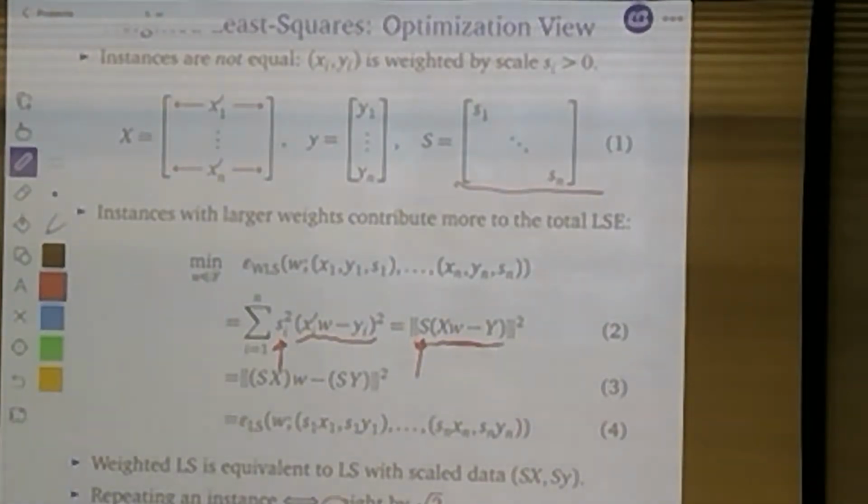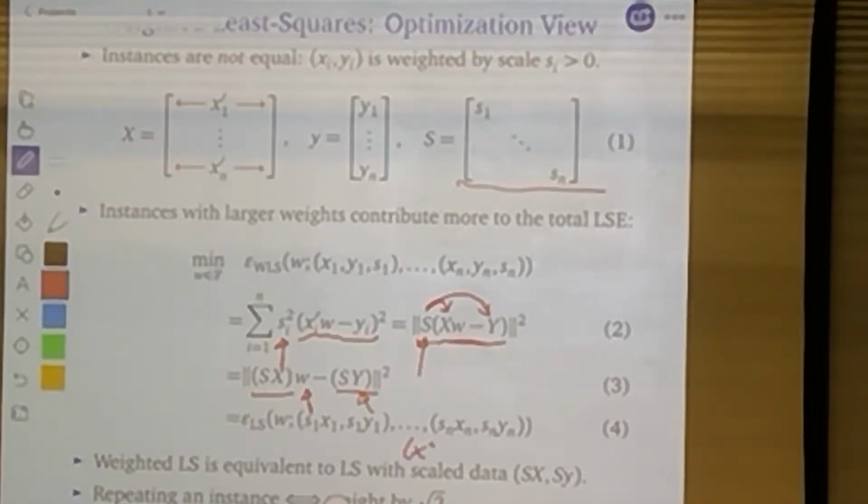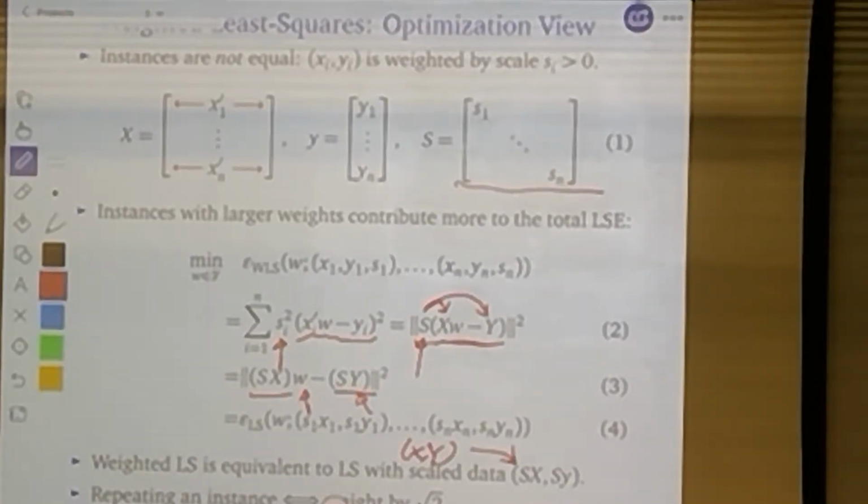And then if you look at the math, you just multiply this into each term here, and you get S times a linear combination of that. The target value becomes a scaled version, S times y. And that is something we know. S is known, X is known, Y is known during training. So it's just as if you modify the data, going from X, Y to SX and SY. So weighted least square is equivalent to least square with scaled data.